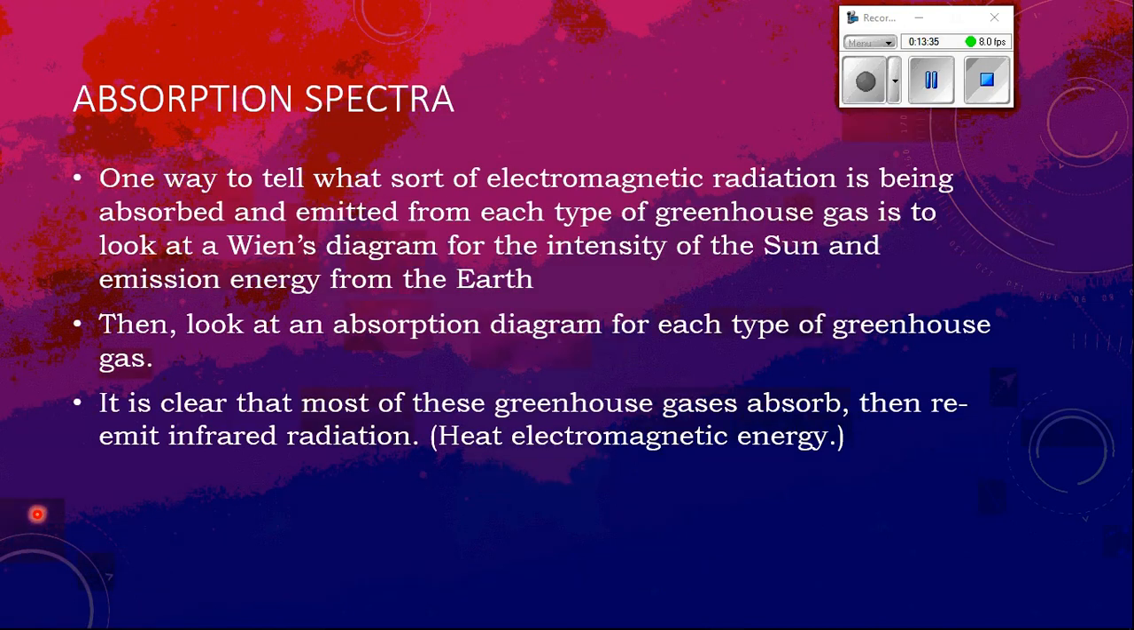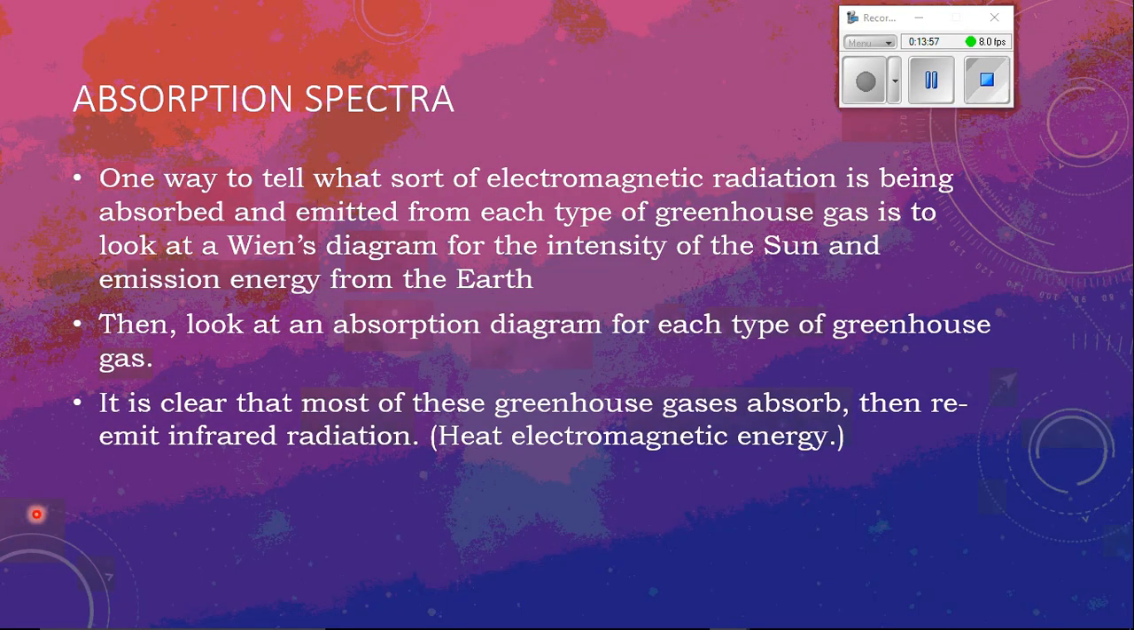So we talked a lot about the atmosphere absorbing the infrared radiation. We're going to look at why that happens in just a second, and then we're going to look at some absorption spectra for different greenhouse gases so we can see which greenhouse gases actually absorb and emit the most and what type of EMR.